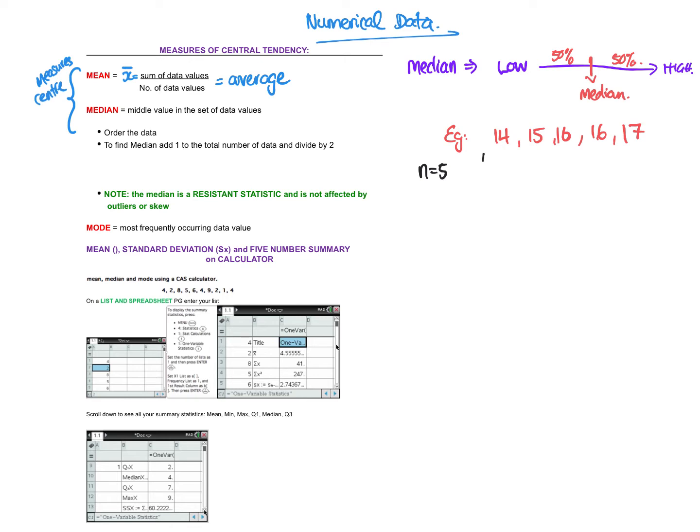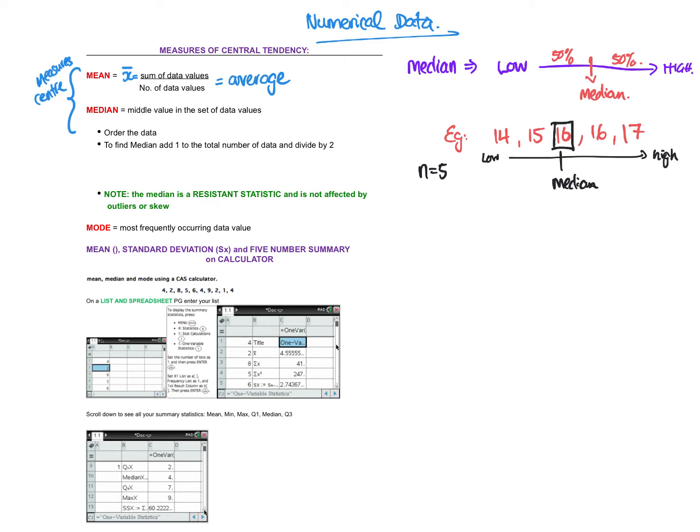Now they are organised from lowest to highest. If I was trying to work this out manually, I'd have to make sure they are, and they are here. So if you have a look, this 16 is the median because can you see there's 2 below it and 2 above it. So it balances it, doesn't it? It is the middle value there.